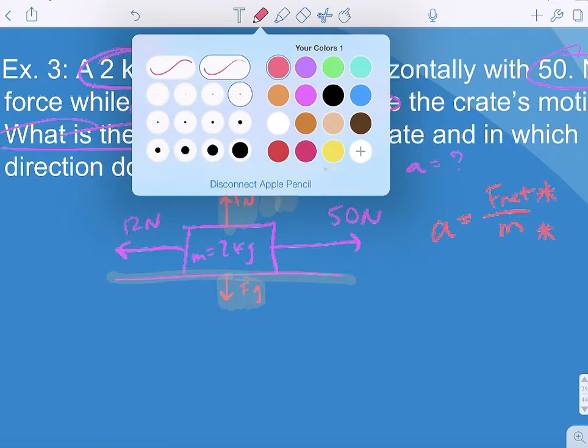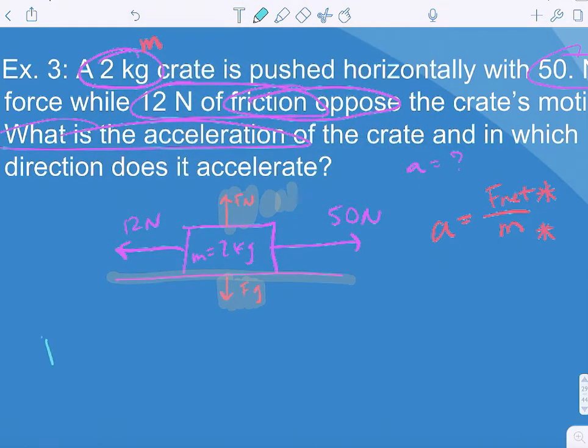I'm going to use a different color. Net force can be calculated by adding together my remaining forces. So I'm going to say my applied force plus my friction force. But since my friction force is in the opposite direction, I'm going to make it negative.